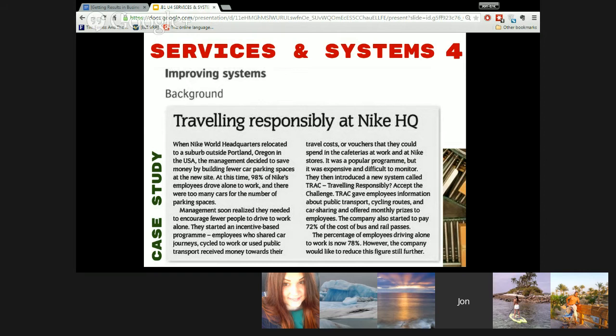Could I start from it was popular? That's correct, yeah. It was a popular program, but it was expensive and difficult to manage. They then introduced a new system called Track, a traveling responsibility. Accept the challenge. Track gave employees information about public transport, cycling routes, and car sharing, and offered monthly prices to employees.